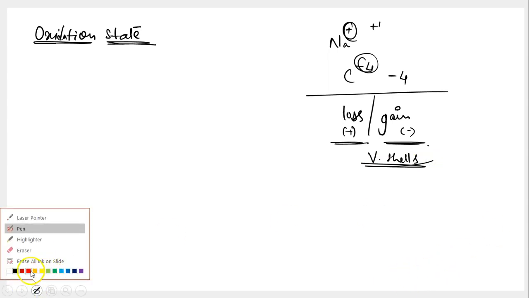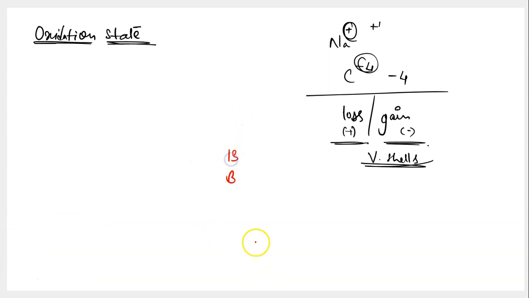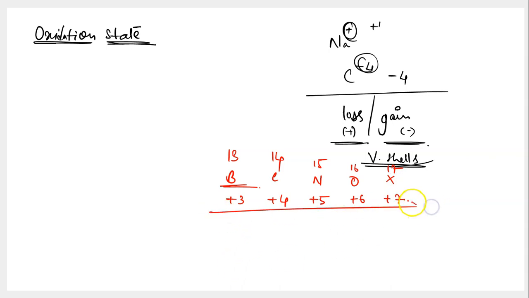For example, the boron family is group 13, which means in the last shell of boron there are totally 3 electrons and you can remove all 3 electrons. And hence the maximum possible oxidation state of boron is +3. After that, in the carbon family, the number of electrons in the last shell is 4, so maximum you can remove 4 electrons from here. Hence the maximum oxidation state is +4. And for nitrogen, which is group 15, the maximum oxidation state is +5. And for oxygen, which is group 16, the maximum oxidation state is +6, and for halogens, group 17, the maximum oxidation state is +7. So these are the maximum oxidation states or group oxidation states of these elements.